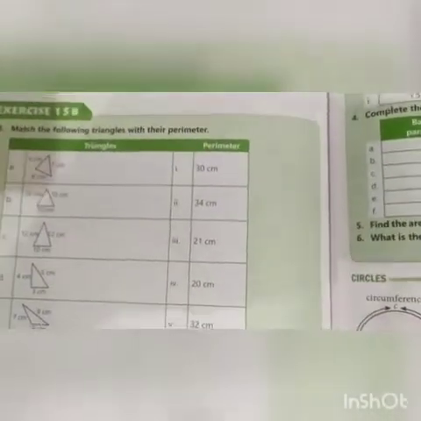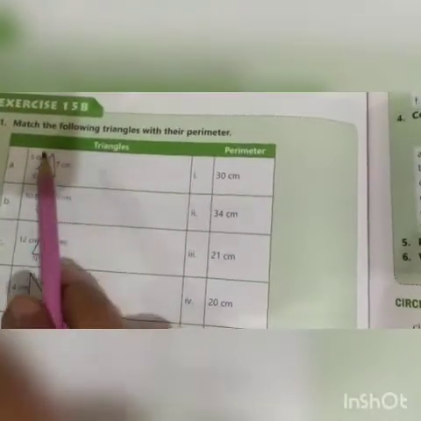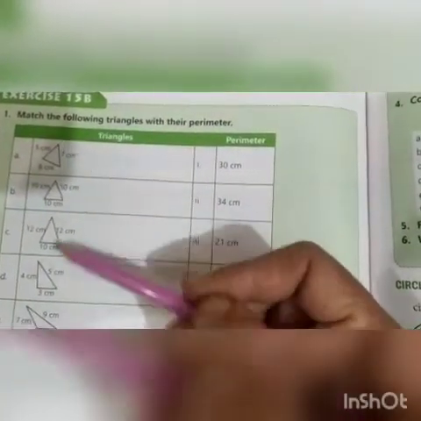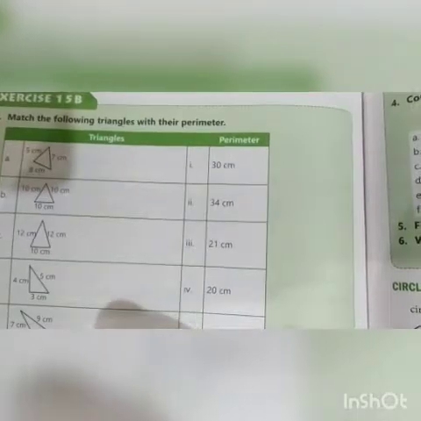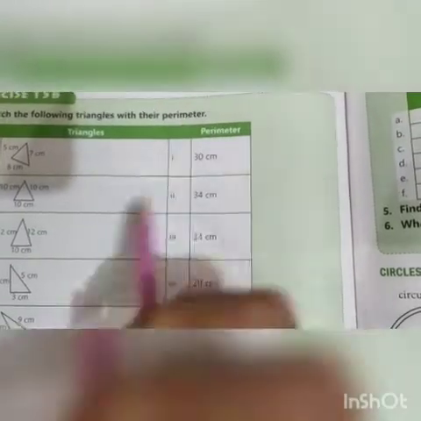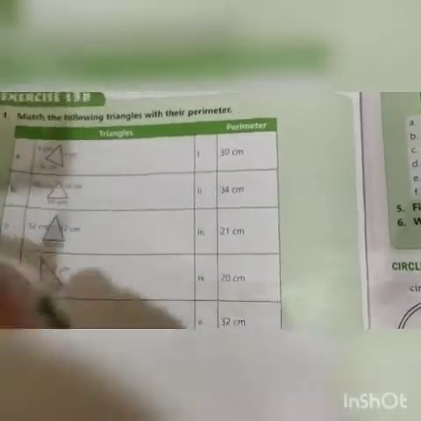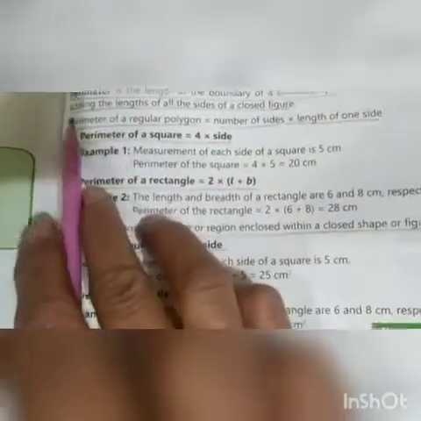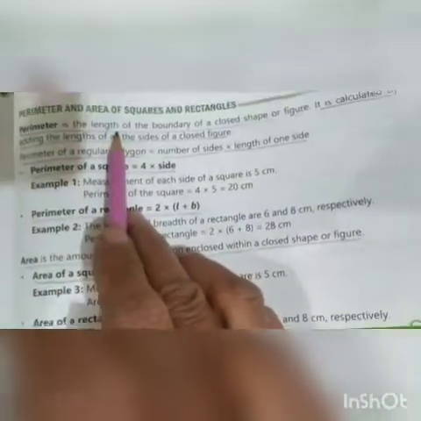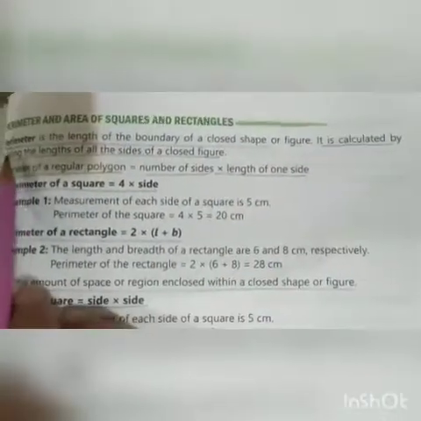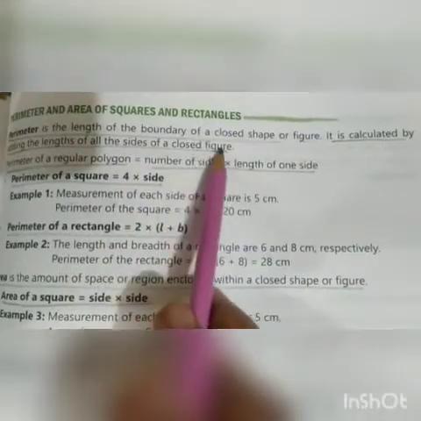Now come to exercise 15b. Here there is a table given. Some figures of some triangles are given and the perimeters are given. Match the following triangles with their perimeter. What is a perimeter? I told you in the previous exercise. Perimeter is the length of the boundary of a closed shape or figure. It is calculated by adding the lengths of all sides of a closed figure.